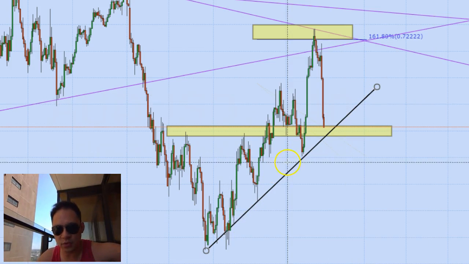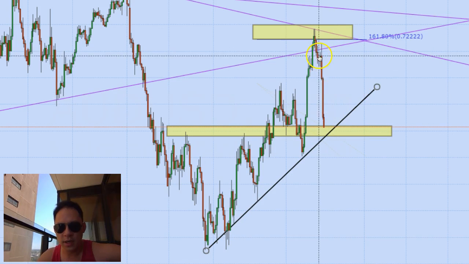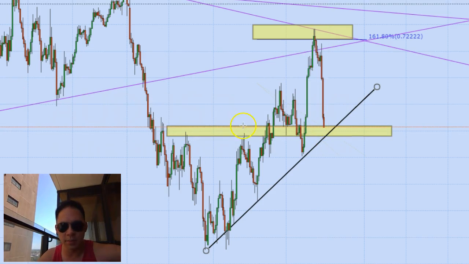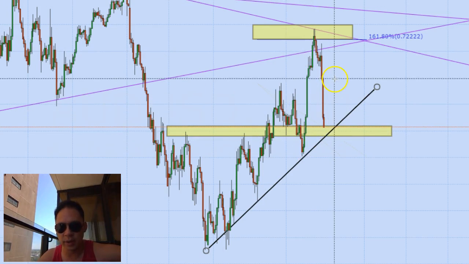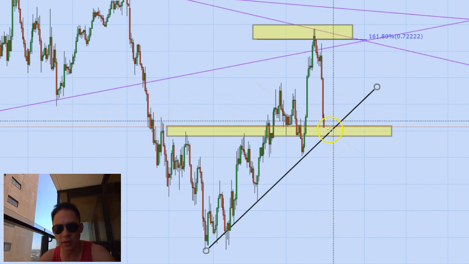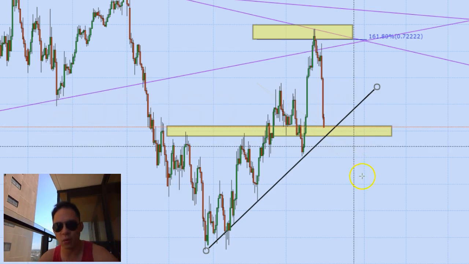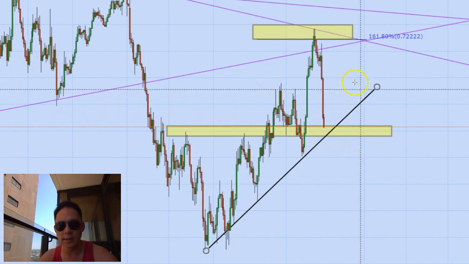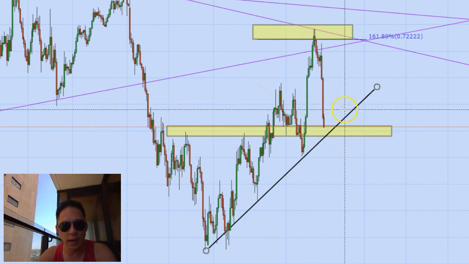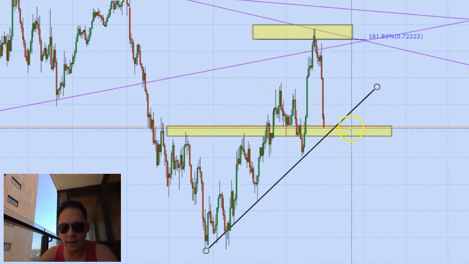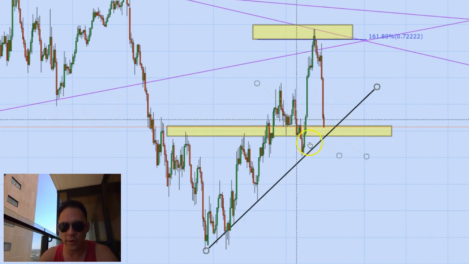Now, I've drawn a trend line from here to there. What I expect is price to come back here, bounce off it a little bit, do a little bit of a retrace, and then roll back down again. That's what I think will happen. We'll just have to wait and see. Again, wait for the confirmation.